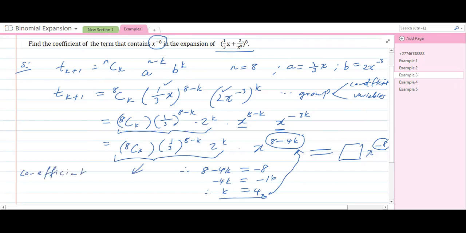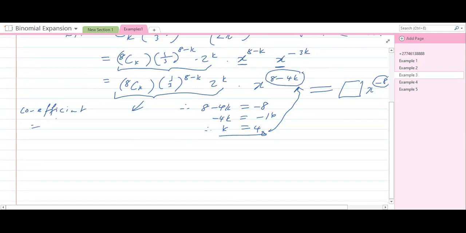Now my coefficient is equal to 8 choose 4, 1 over 3 to the power 8 minus 4, which is 4, and then 2 to the power 4. Well, I can work this out and this out. Let us look at what's 8 choose 4.